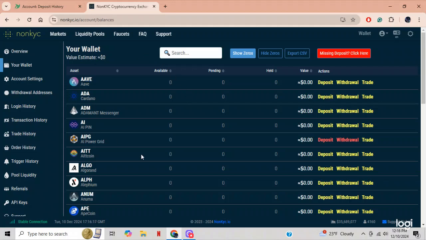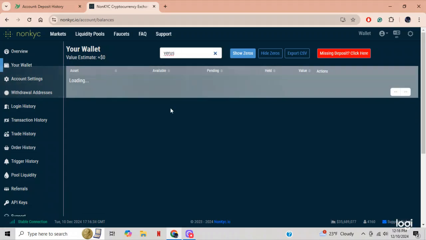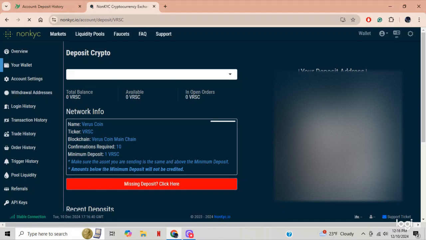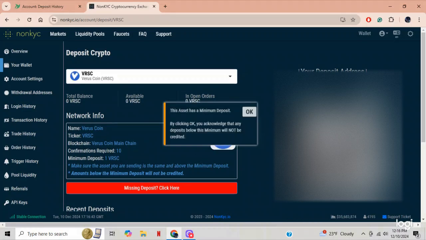Now this is the other website, or not website, but platform I was talking about, non-KYC or something like that. Again, if you go to Verus, V-E-R-U-S, wait for that to load, and then I'm going to say I want to deposit, and it tells you right here that it only wants you to deposit at least one Verus coin or it will be rejected.